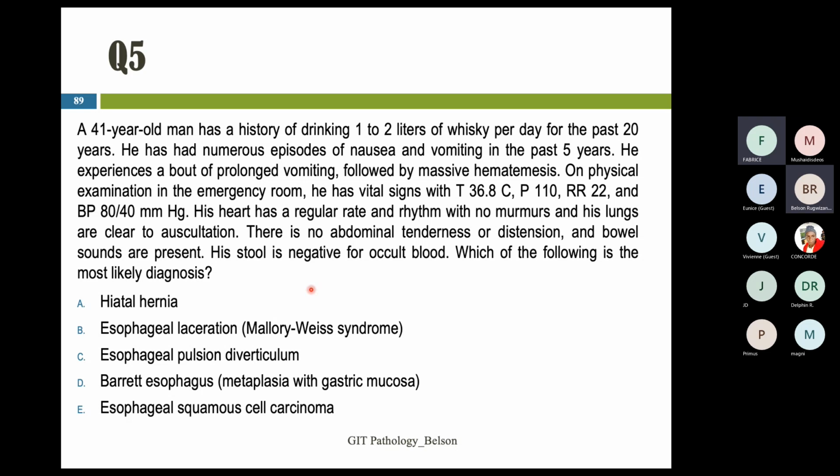So occult blood is negative. It can show adenocarcinoma in colorectal cancer. So what would be the diagnosis? It can be esophageal laceration. Laceration. Okay. Yes, any other person?